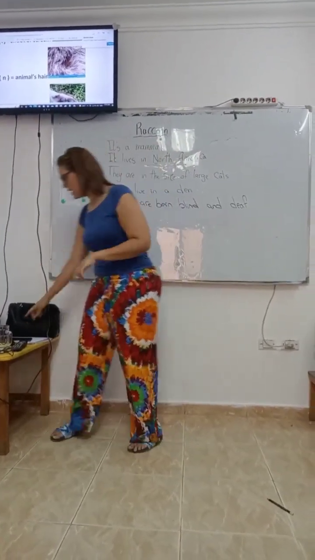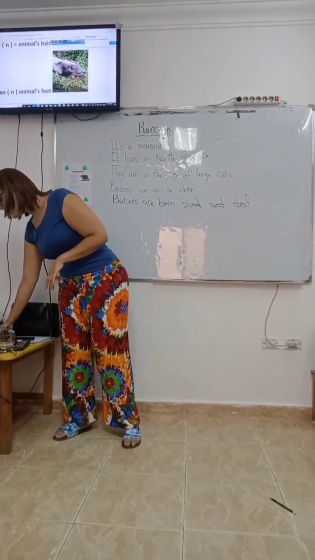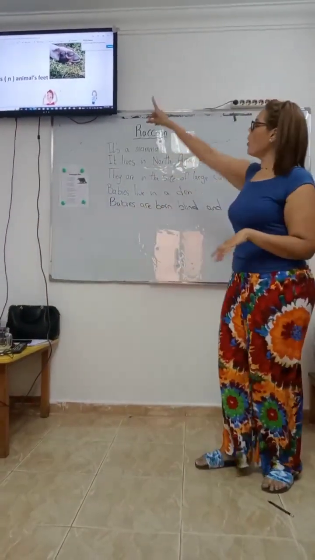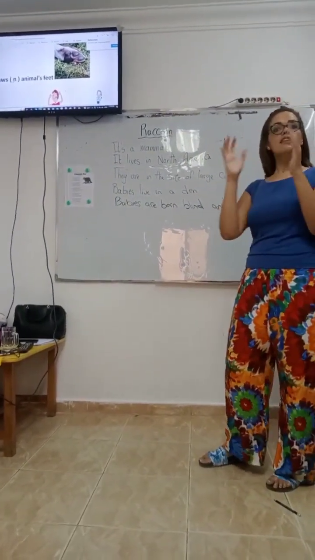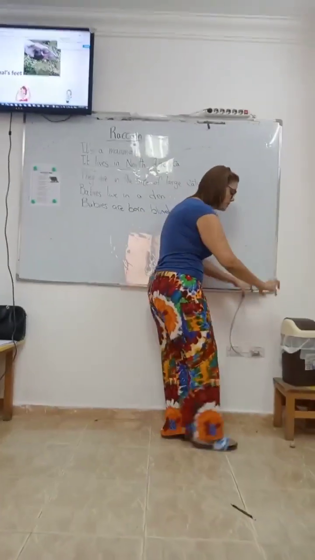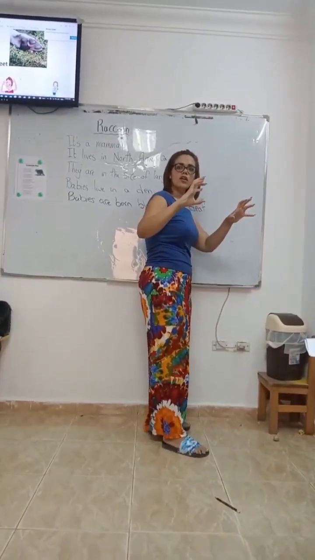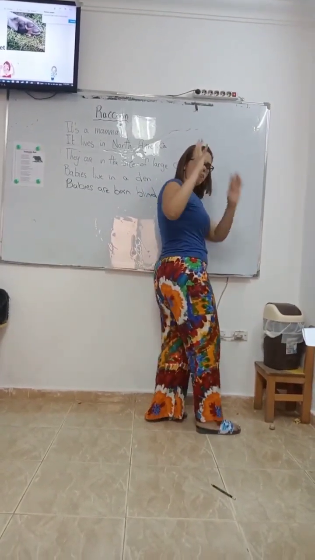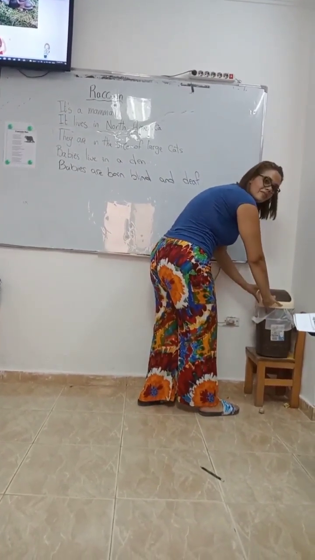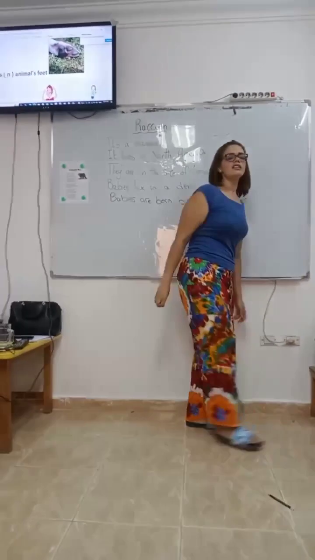Paw means animal's what? Feet. What are the paws? Animal feet. So my paws can open the garbage can. You got the point? Continue.